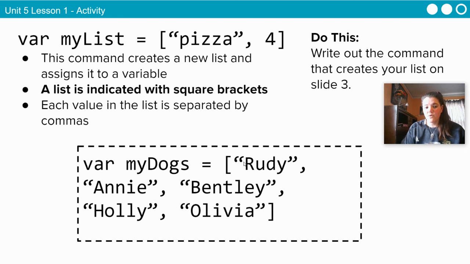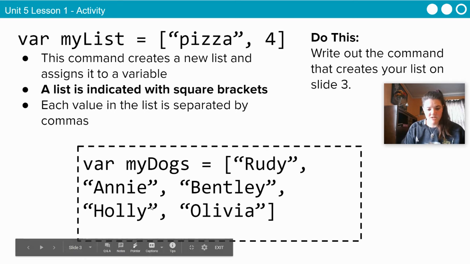Here's the command for my list. It's a variable called my dogs, and it's a list. So now we've got the brackets, and then in order, we've got Rudy. He was in index 0, then Annie in index 1, Bentley in index 2, Holly in index 3, and Olivia in index 4.